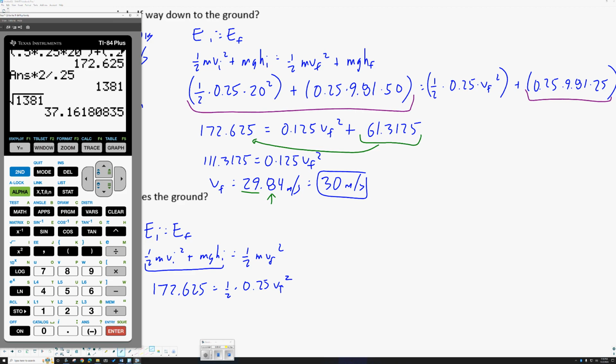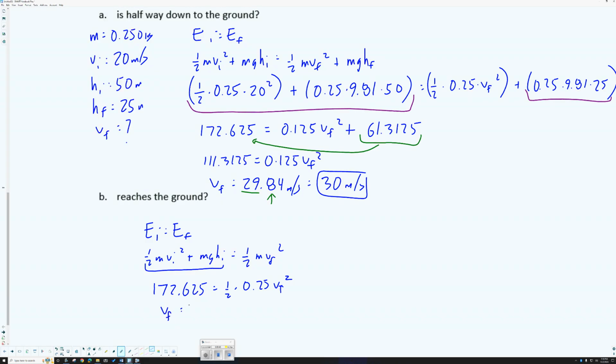And now I'm going to take the square root of that. And I should get 37.16 meters per second. We want to round that again to 2 digits. Sorry, that's not a vector. We're talking about speed there, not velocity. Rounded to 2 digits, the second digit should round down. Should get 37 meters per second. That's it.